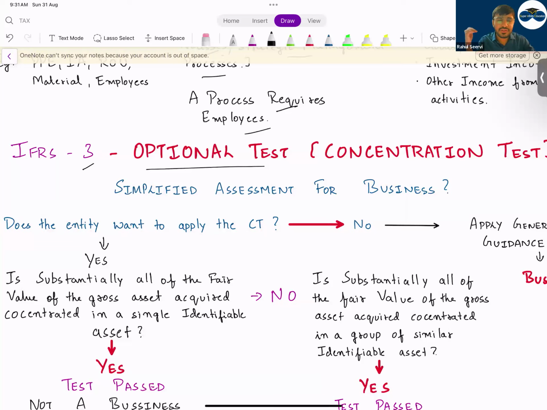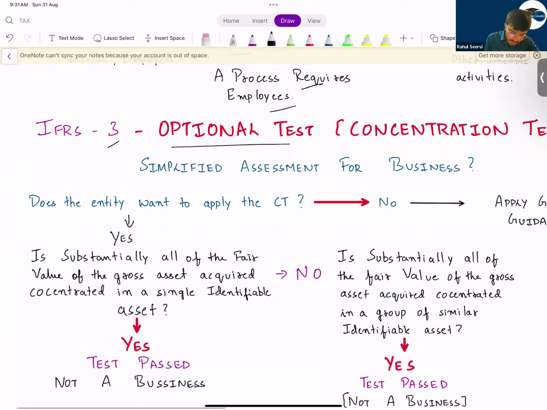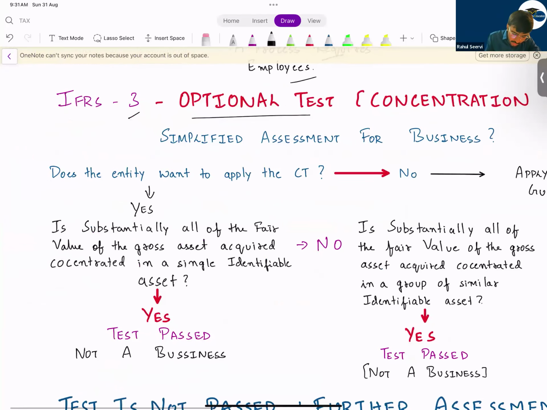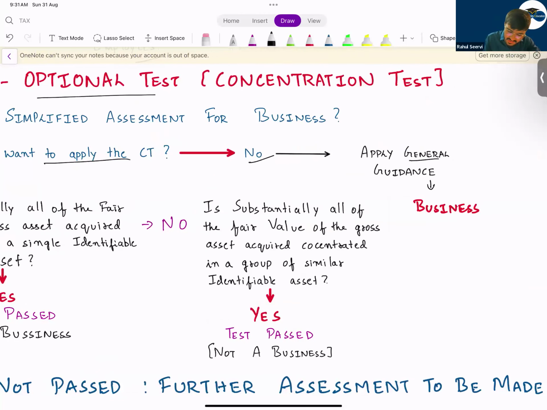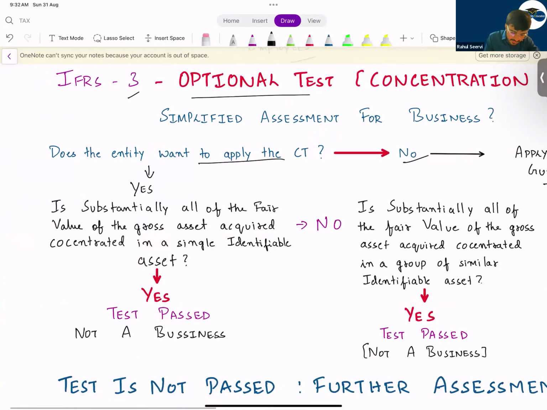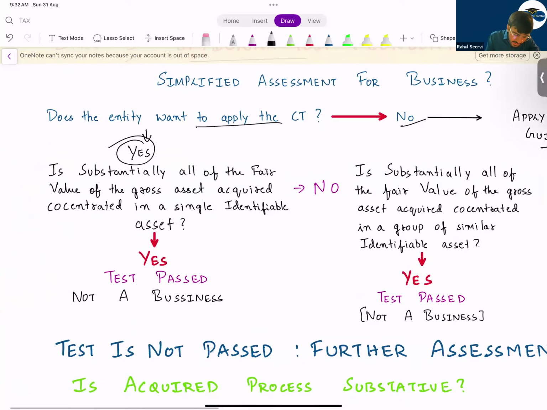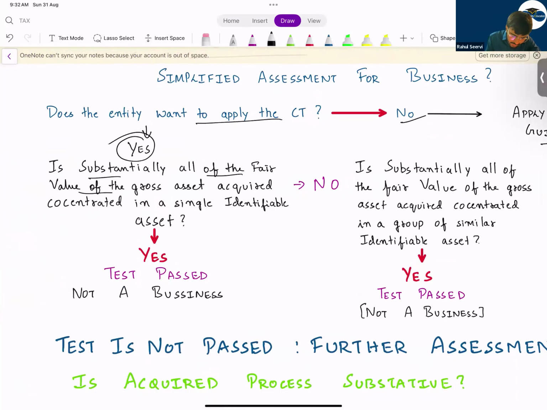But you have to see further whether output is there or not. See, on a simplified assessment, does the entity want to apply this concentration test? No, then the general guidance given as per IFRS 3 regarding business you have to apply. If the company says that we will apply, in that case, what should we do? Is substantially all of the fair value of the gross assets acquired concentrated in a single identifiable asset?